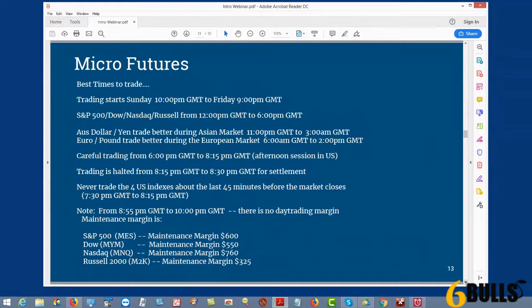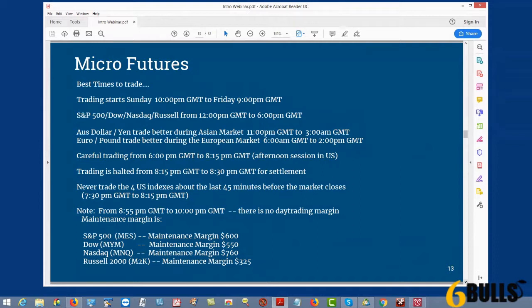Now let's talk about times to trade. You can trade futures very similar to the way you can trade Forex, starting Sunday at 10 p.m. GMT to Friday, 9 p.m. GMT. But here's the deal. Some of these contracts will trade better at different times. So for example, take the S&P 500, the Dow, and the NASDAQ, and the Russell. Those are the most popular futures contracts.